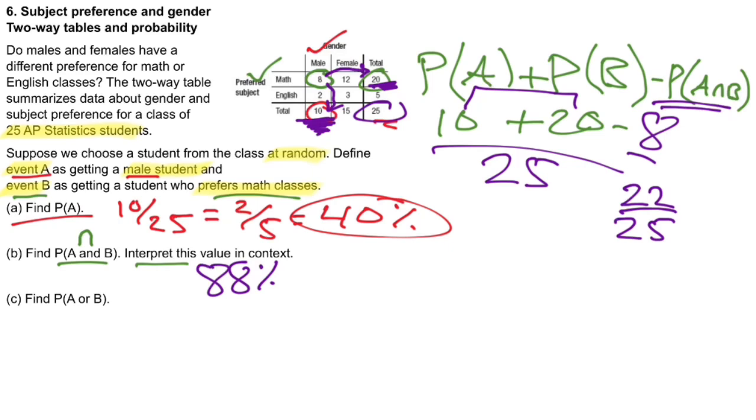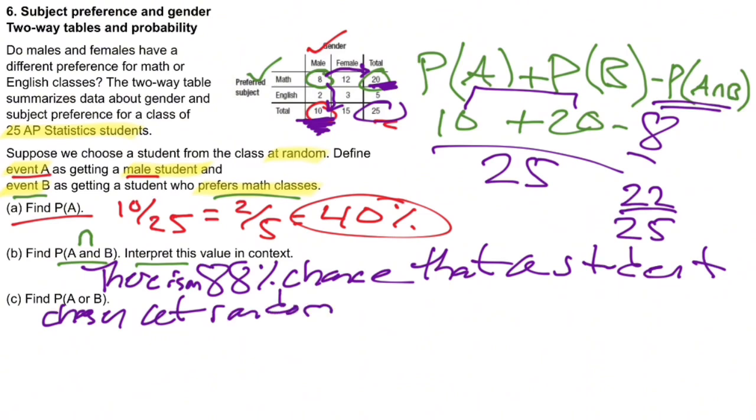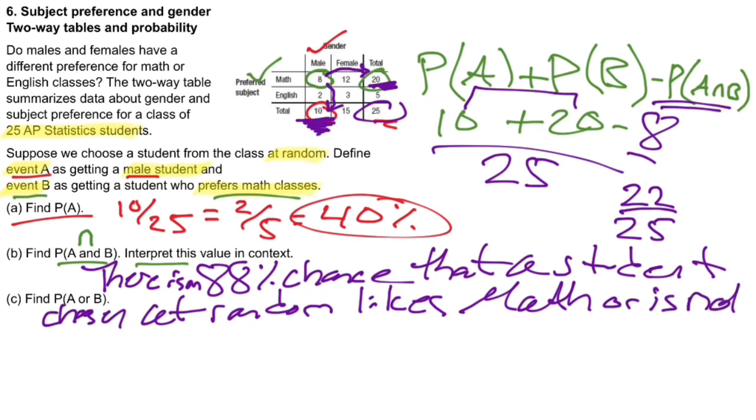And in the context of the problem, there is an 88% chance that a student chosen at random likes math or is male. Messy handwriting, but so be it.